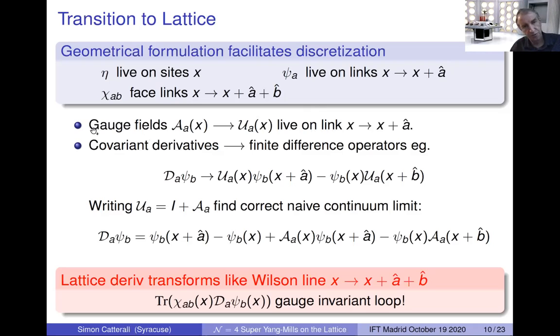I need a prescription for replacing continuum covariant derivatives by some sort of finite difference operator. And so there is a natural prescription for doing this. And here's what I would use for d_a psi. In general, these things look like generalized commutators of the complex gauge field with the fermion. You can immediately see if I take U as 1 plus A, so I look at the naive continuum limit, you'll find here there will be a piece that looks like psi_b(x plus a) minus psi_b. So that's the forward difference operator.